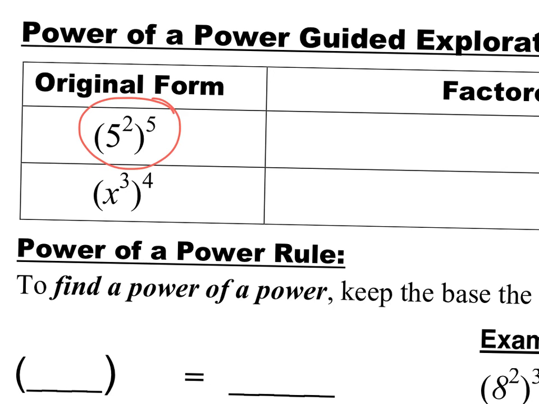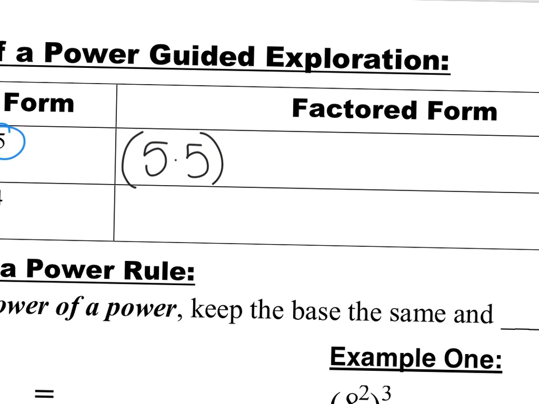So what does this look like in factored form? Well, we know that 5 squared is the same as 5 times 5. So if I have 5 squared to the 5th power, that means that I'm going to write 5 times 5, 5 times.